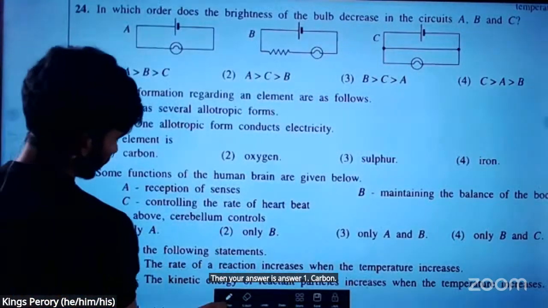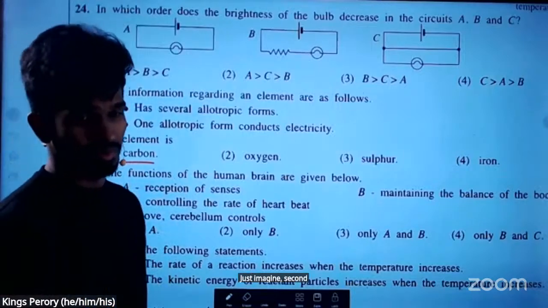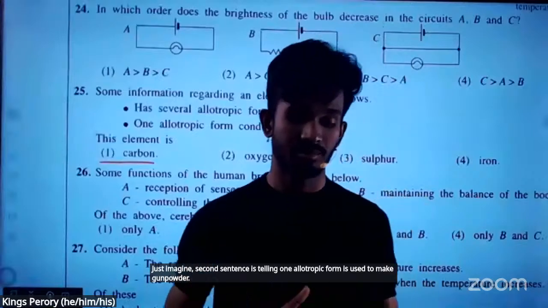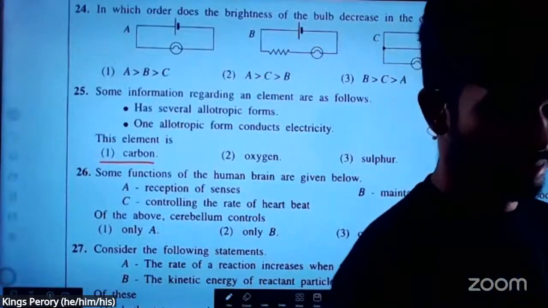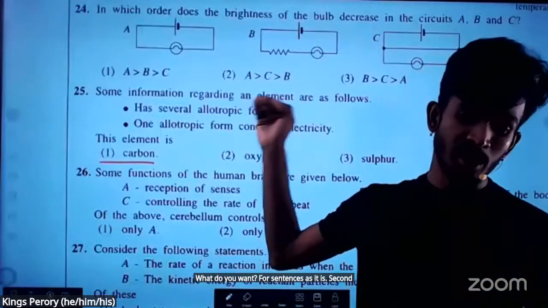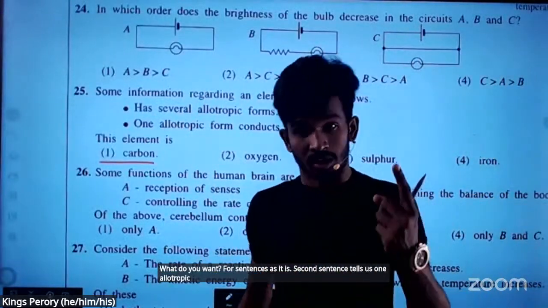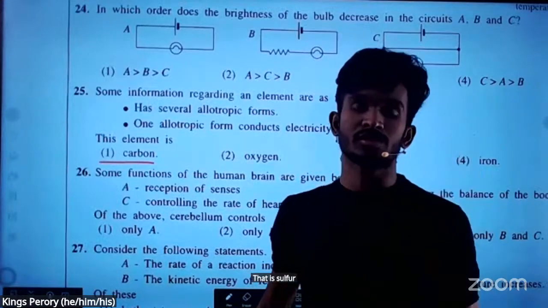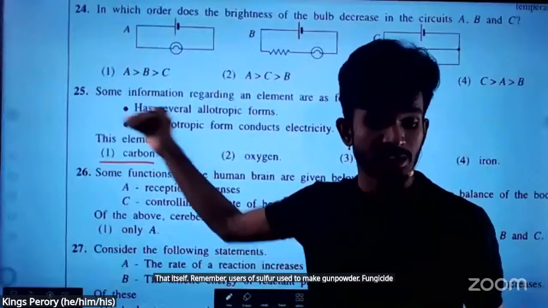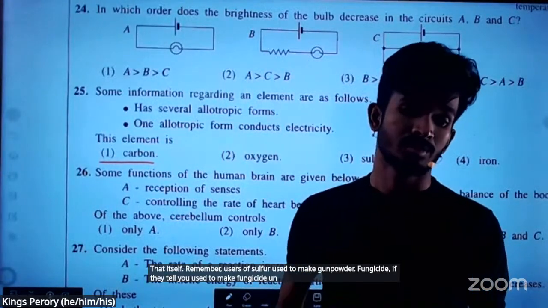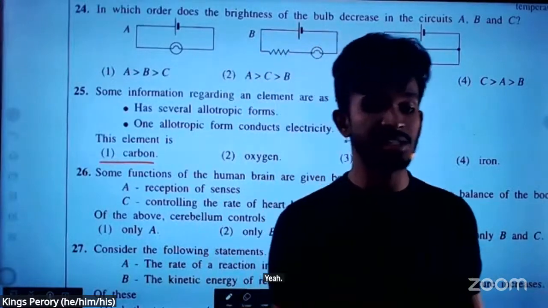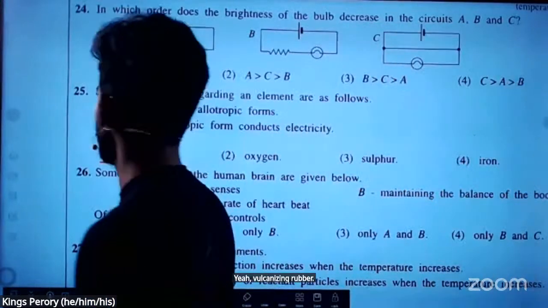Just imagine the second sentence is telling that one allotropic form is used to make gunpowder. What would you answer? The first sentence is as it is. The second sentence tells us one allotropic form is used to make gunpowder. That is sulfur. Remember the uses of sulfur: used to make gunpowder. If they say used to make fungicide, that's also sulfur. Also vulcanizing rubber, all those things.